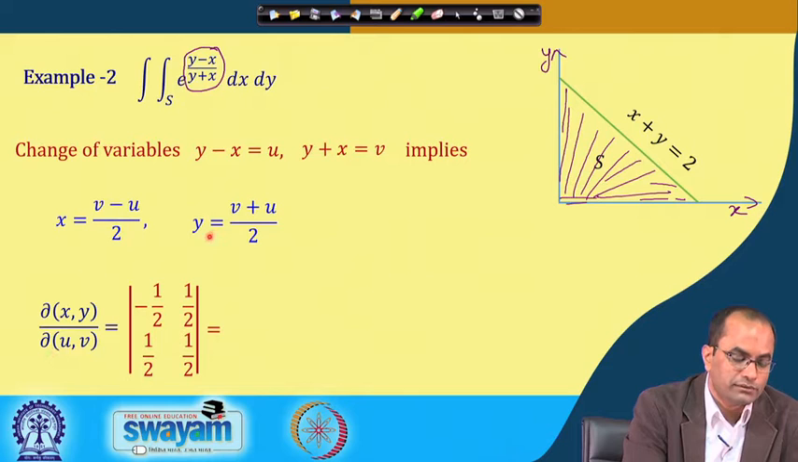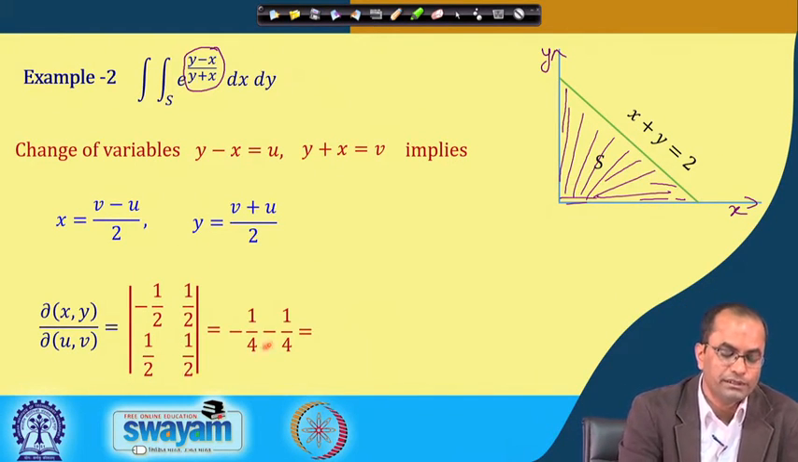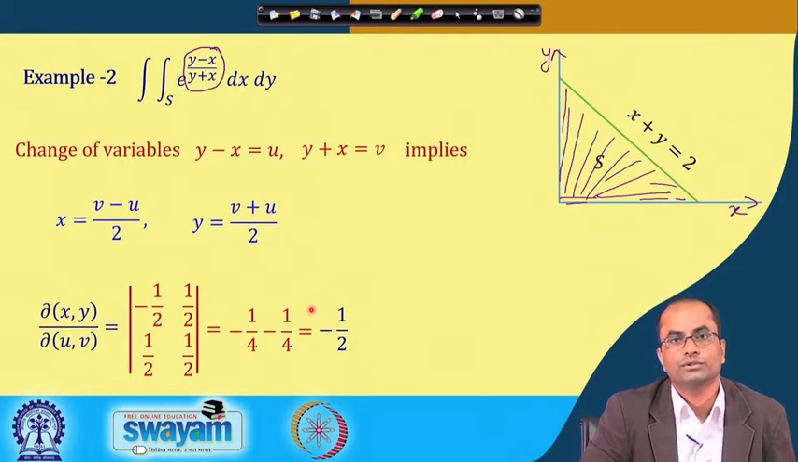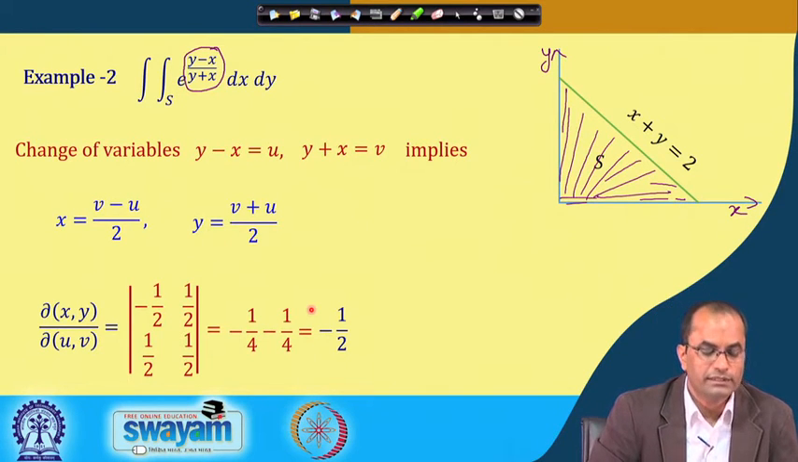Then with respect to u for y, so del y over del u will be half and del y over del v will be also half. So, we have this Jacobian here, which comes to be minus 1 by 4 and minus 1 by 4. So, it is a minus 1 by 2. So, the Jacobian value in this case is minus half.